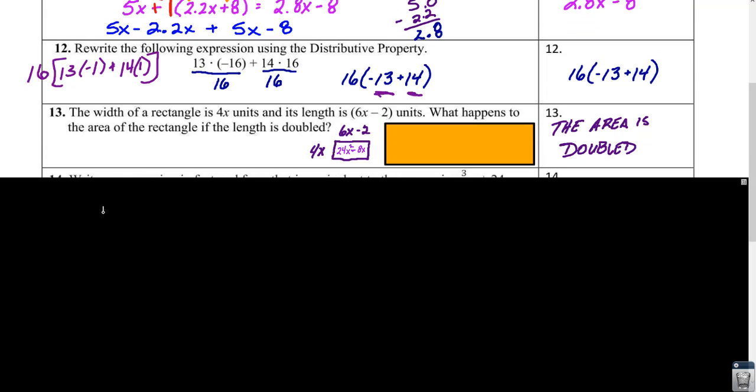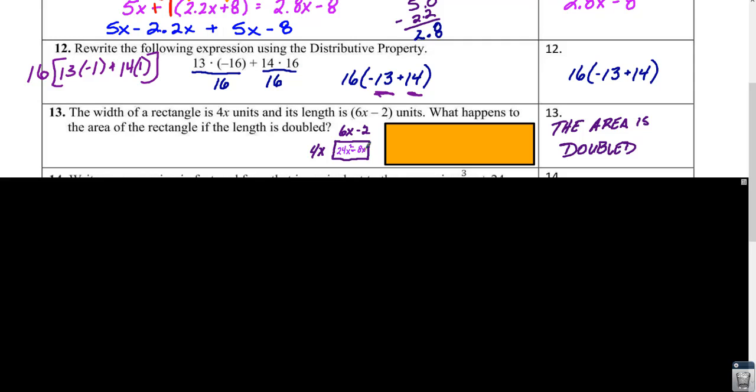On problem 13, we're told that the width of a rectangle is 4x and its length is 6x minus 2. So here's my rectangle. 4x times 6x minus 2 gives me a total of 24x squared minus 8x. 4x times 6x, 24x squared. 4x times 2, negative 8x.